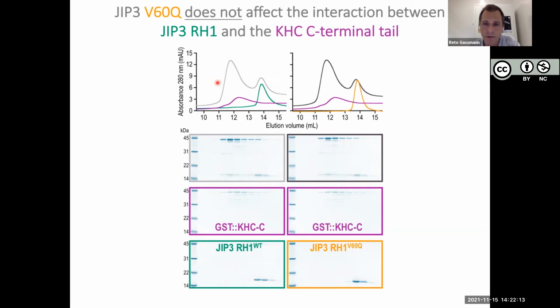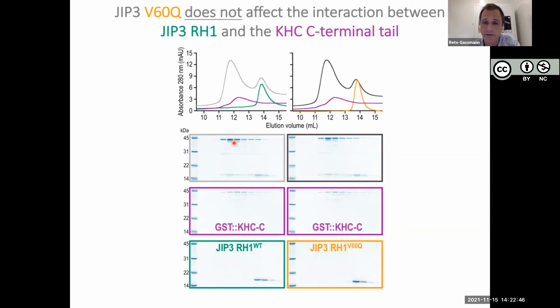And what's notable is that we get more kinesin heavy chain out of the column when we add the RH1 domain. If you compare this elution with this elution, there's more kinesin heavy chain here when the RH1 domain is present. This indicates that the binding between the kinesin heavy chain and the RH1 domain of JIP3 has a stabilizing effect on this kinesin heavy chain tail fragment.